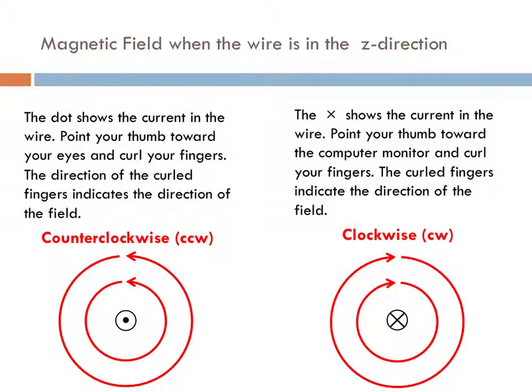So now our dots and X's are going to be representing the wire. In this situation, we have a dot. That means the wire is coming out at you, so it would appear as if protons are coming at you. If our thumb is pointing at your face, then your fingers are curling around in the counterclockwise direction. In this example, you have the current going away from you, as if protons are moving away from your face. So your thumb points into the page, and your fingers are curling in the clockwise direction.